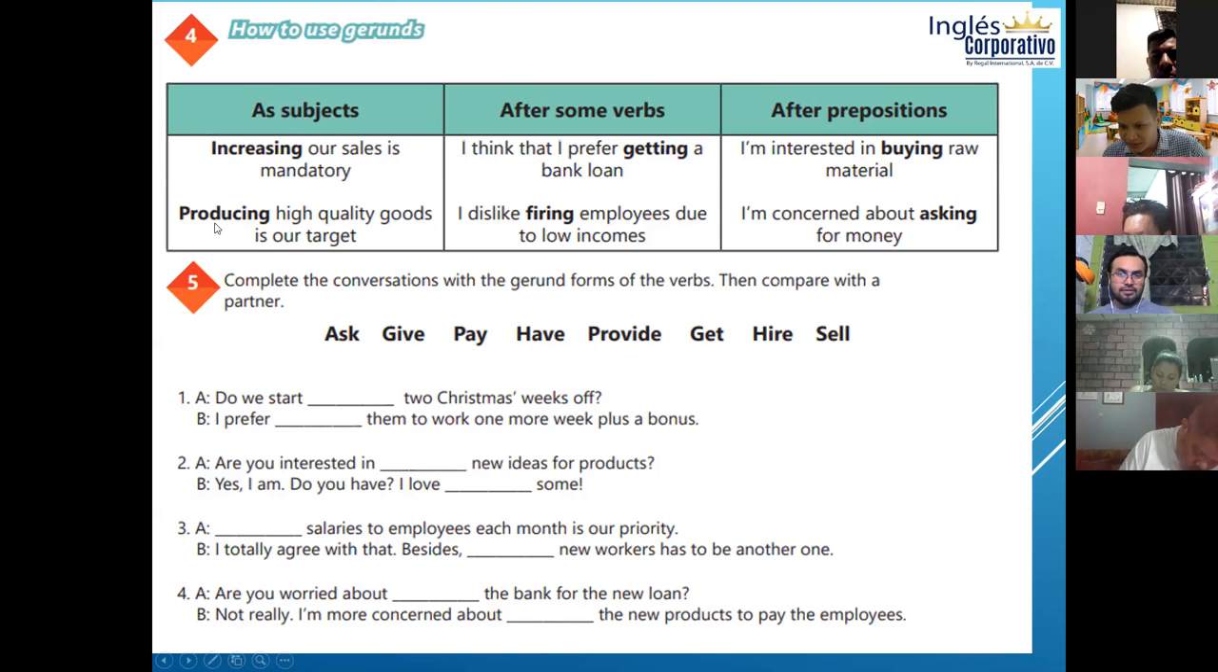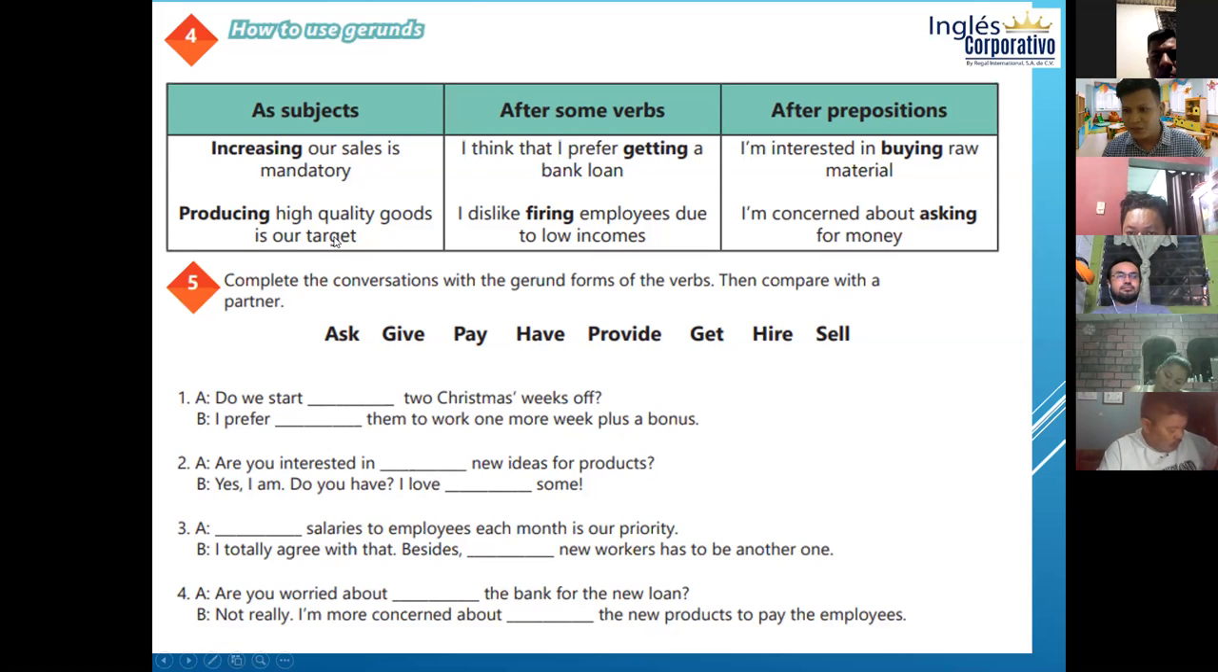Let's see the second example. Let me see, Jorge, help me to read it, please. Producing high quality goods is our target. Okay, thank you. Right now in Spanish. Producir artículos de alta calidad es bueno, es nuestro objetivo, pero no entiendo. Target es objetivo, pero no objetivo de, por ejemplo, objective. Como una meta. Yeah, como una meta. Good, target.